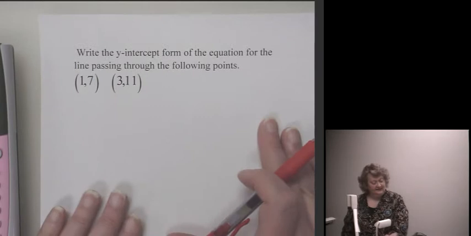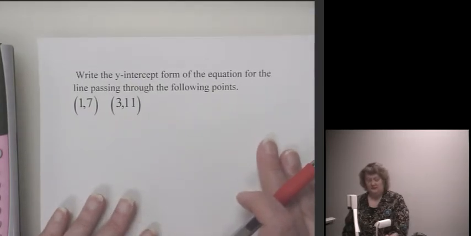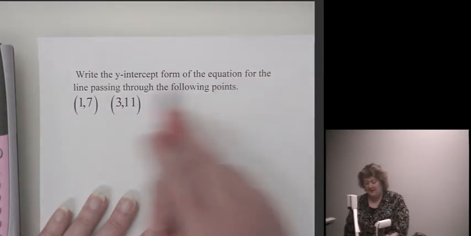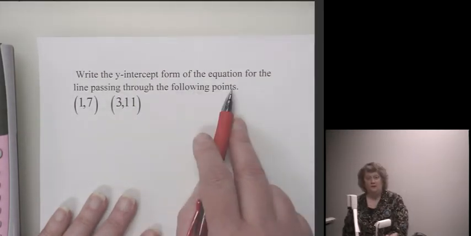Okay, let's look at this example here, and this one tells us to write the y-intercept form of the equation for the line passing through the following points.